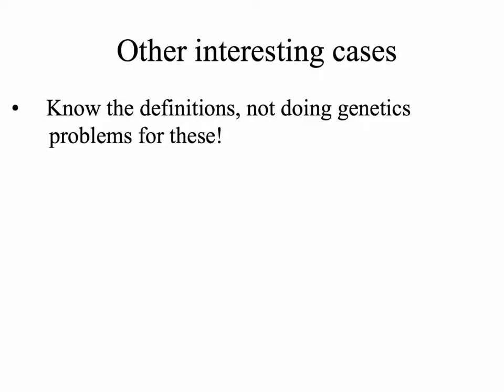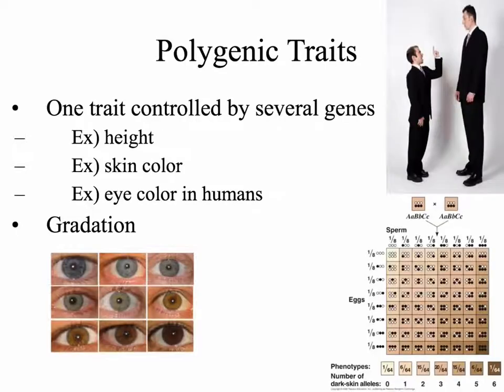Now that we've worked through multiple allelism and sex-linked traits, we're going to look at a few other interesting cases. For these, you only need to know the definitions. You do not have to do genetics problems related to these. Our first interesting case are polygenic traits.